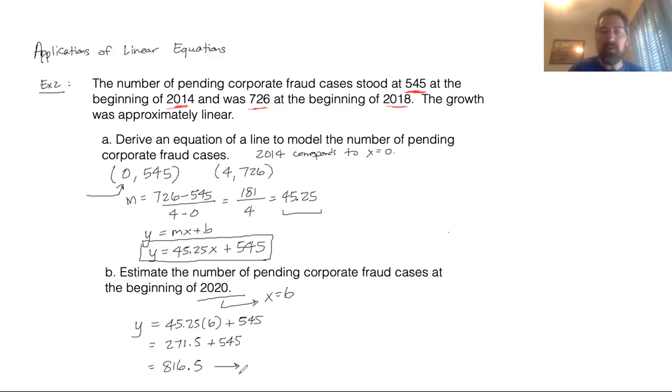And we're talking about the number of corporate fraud cases. We wouldn't leave that as a decimal. So let's round to the nearest whole number. We'll use conventional rounding. So that 0.5 is going to bring it up to 817. So assuming a linear model, that this growth is linear, we would estimate that the number of pending corporate fraud cases at the beginning of 2020 is 817.